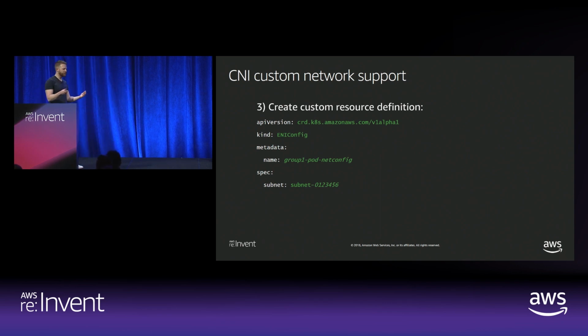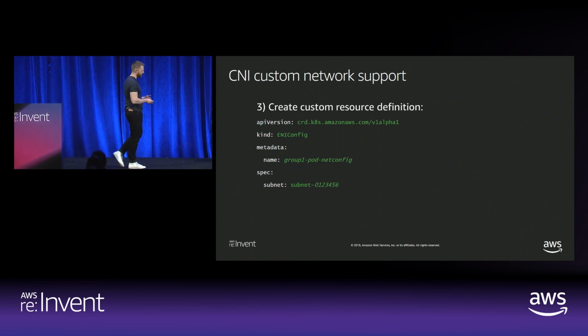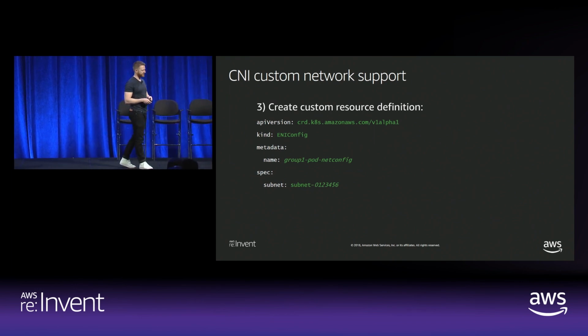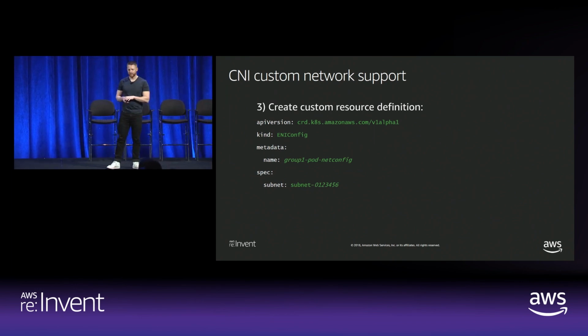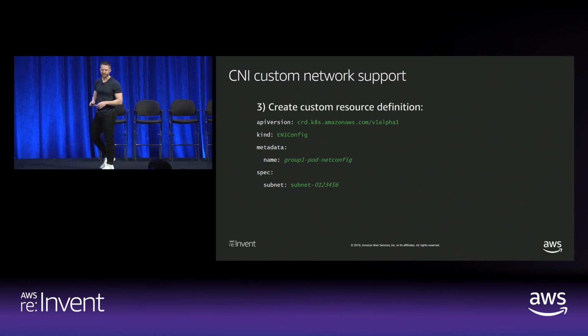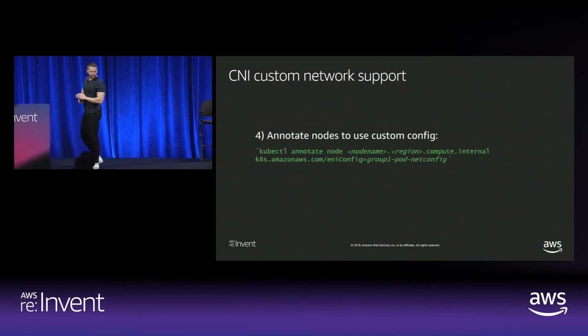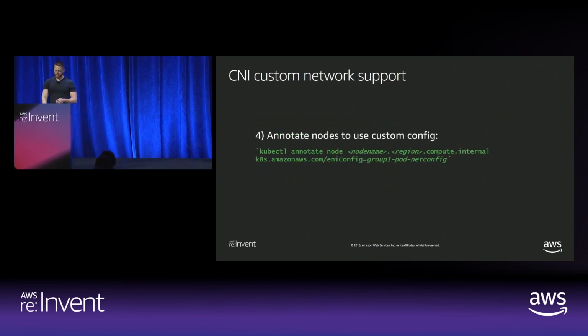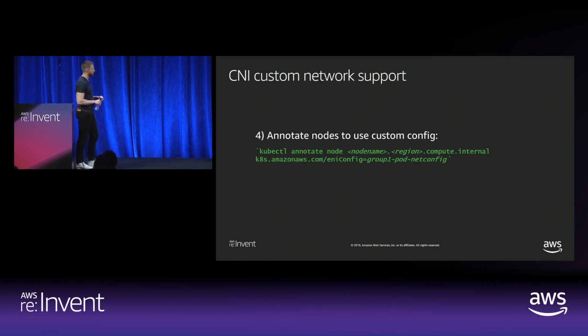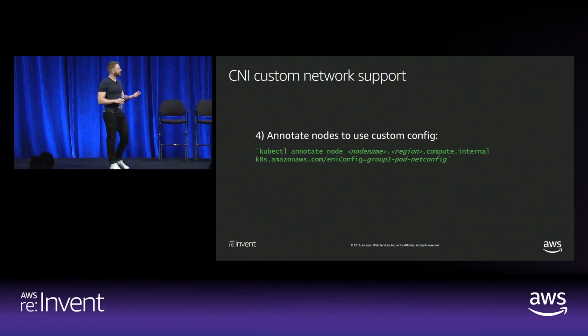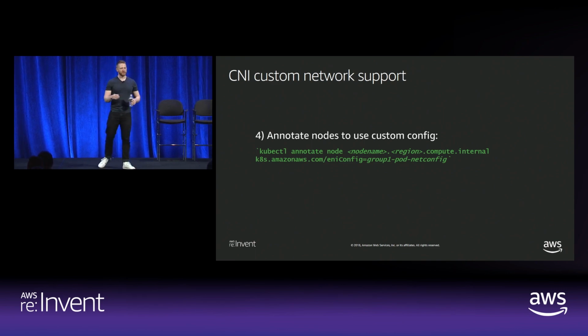And there's some metadata. You give it a name. And you basically say, what subnet should my pods get an IP address from? So when you add that secondary range to your VPC, you can create subnets in that secondary range. Once those subnets exist, you can drop your pods into them, basically. And then finally, to make the nodes actually use this custom config, you just need to annotate the nodes. So this is just a little bit of additional metadata.